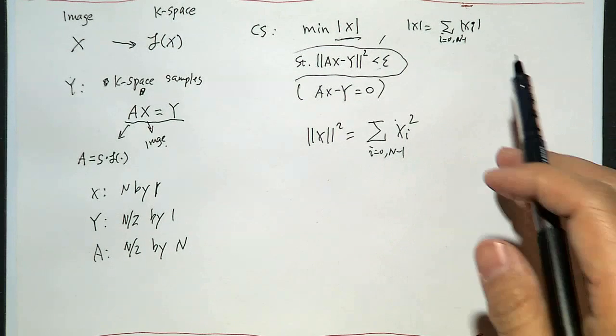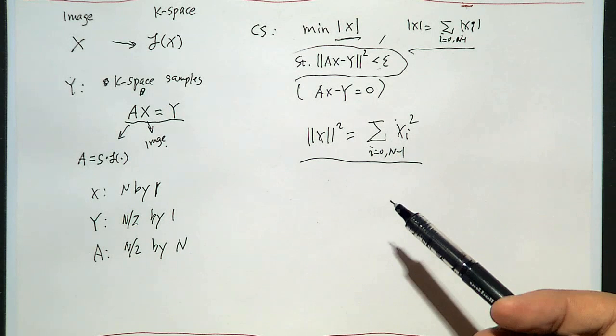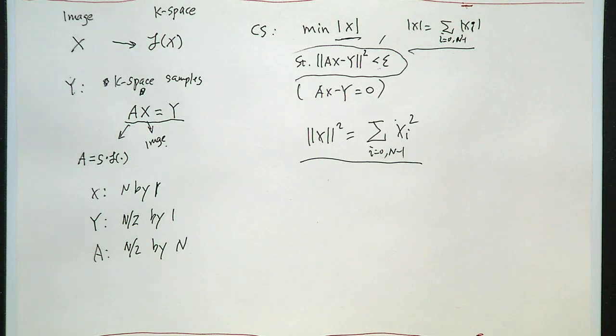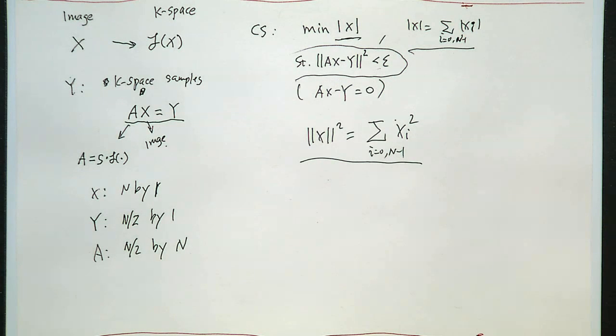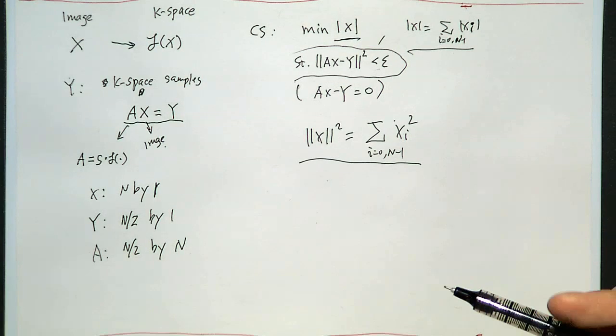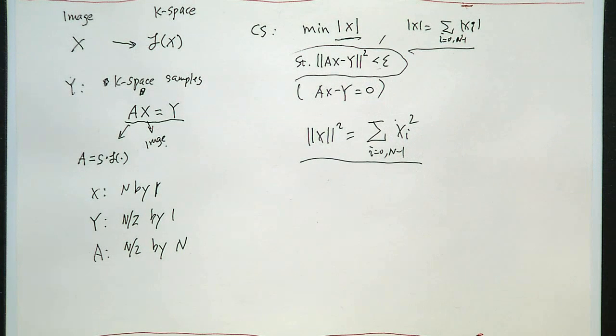Okay, this L1 norm here, L2 norm here. If the problem is that there are so many candidates that satisfy this condition, I just need to choose one. But what is the criteria for choosing? The CS theory tells us if you use the L1 norm, it gives you a better answer than the L2 norm. Why? Okay, so the hypothesis here is that we have sparsity in the image. Okay, that's the key.